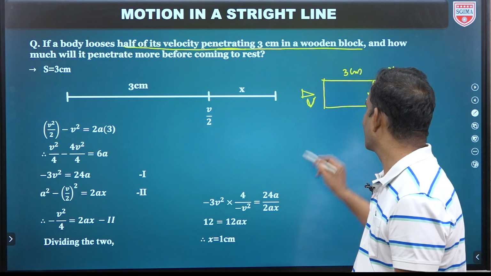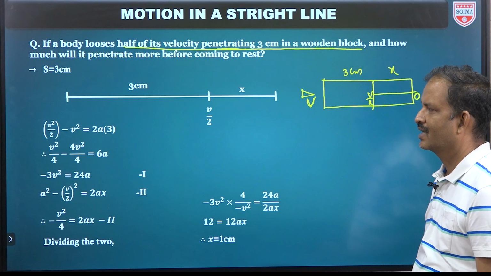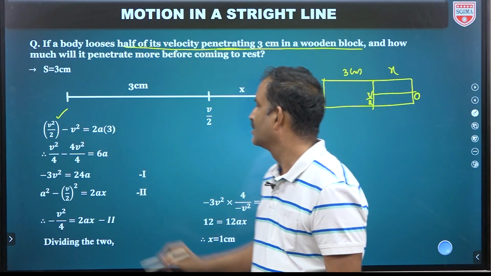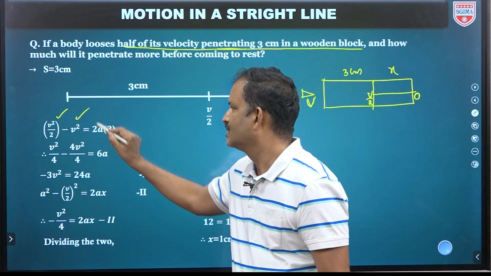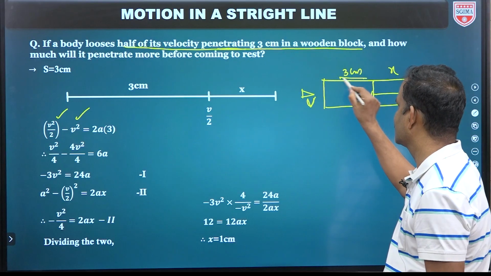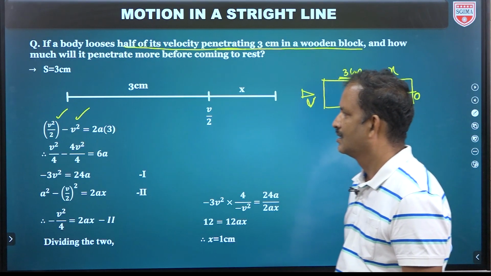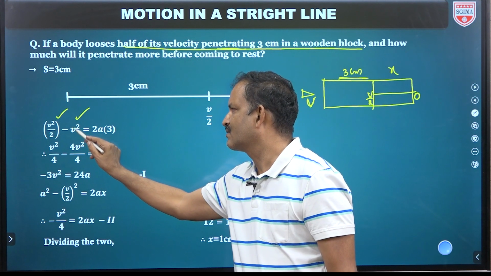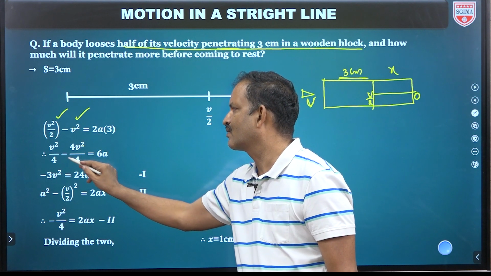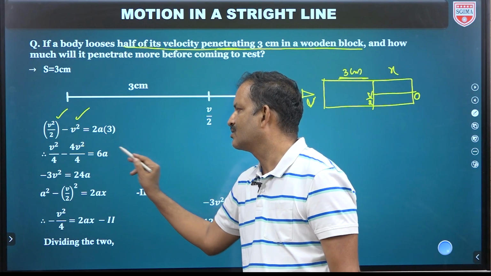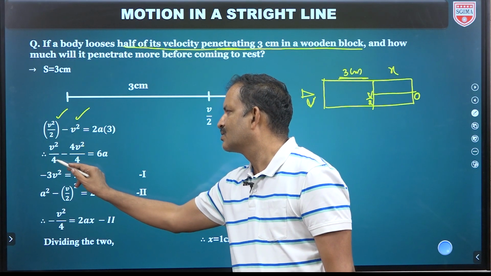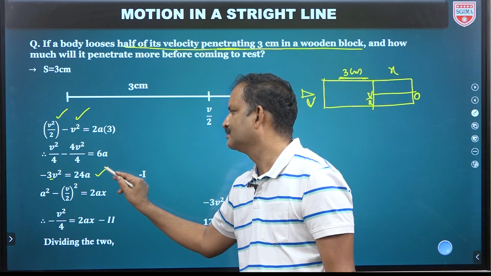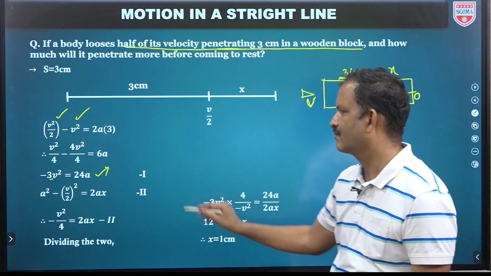Then I am using this formula, v square minus u square equal to 2as. First, (v by 2) whole square minus v square is equal to 2a into 3 centimeters. So, v square by 4 minus v square, I am writing as 4v square by 4 for simple calculation, is equal to 6a. That means minus 3v square is equal to 24a. This is the first equation.